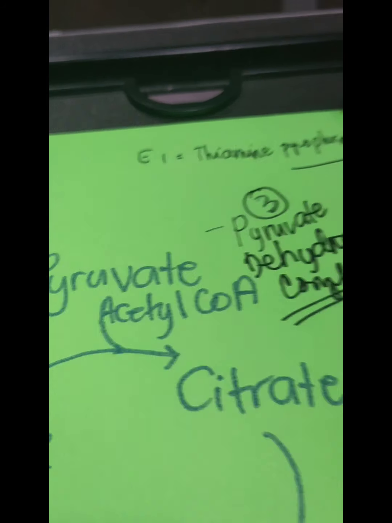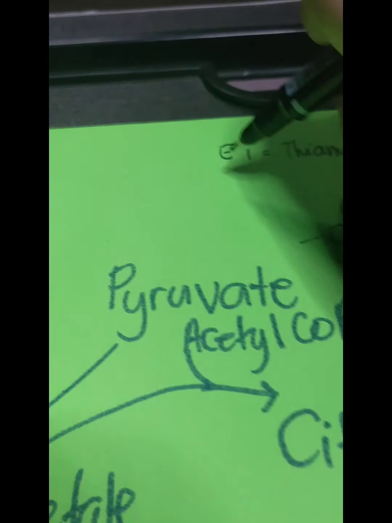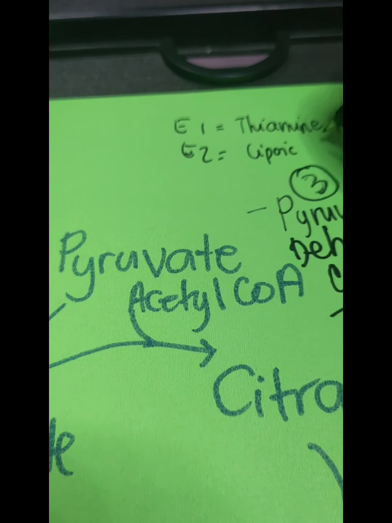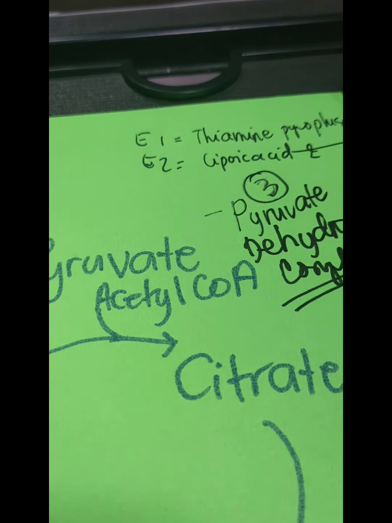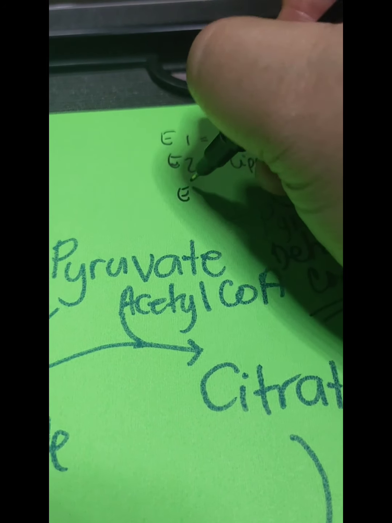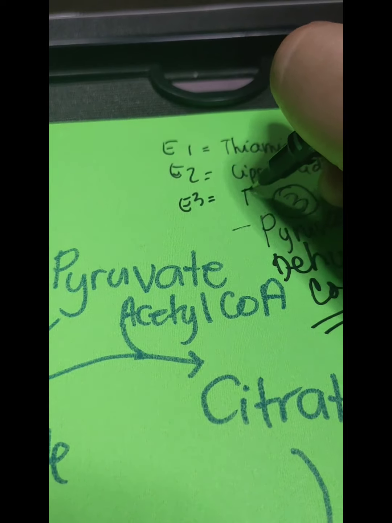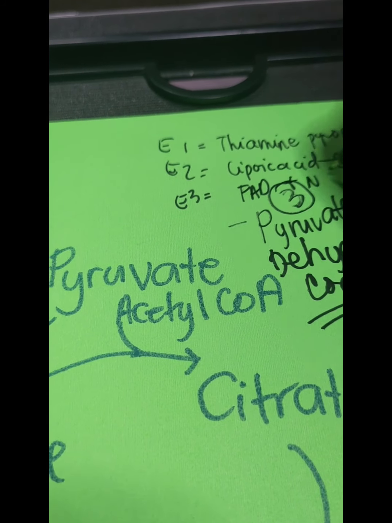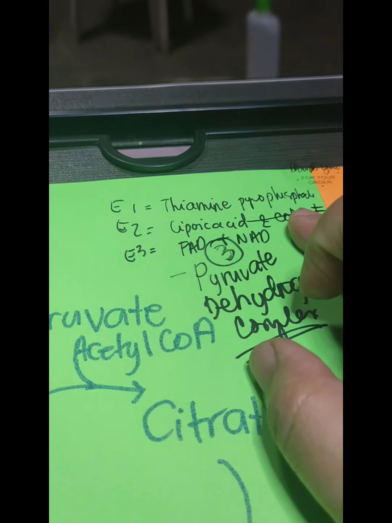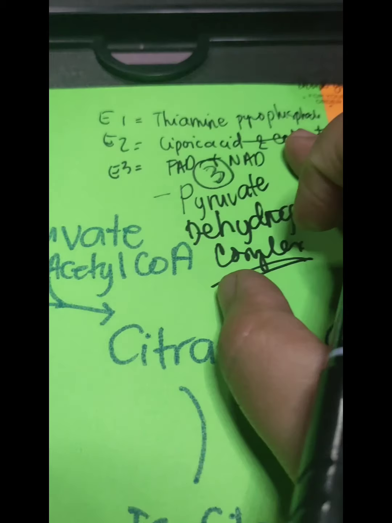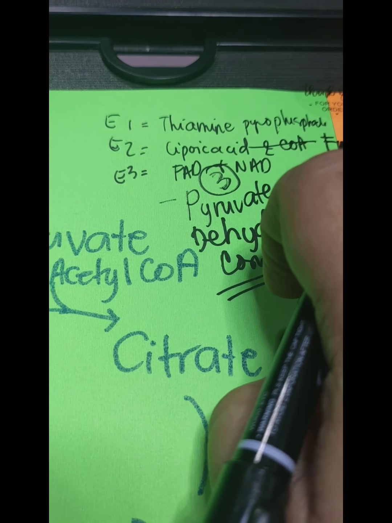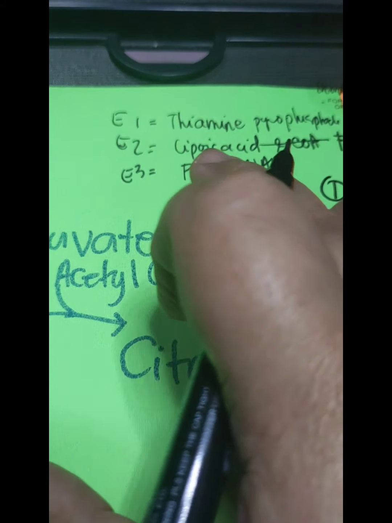pyrophosphate, ha? Thiamine pyrophosphate. Kapag naman po ito'y E2, ang kailangan niya po ay lipoic acid and coenzyme A. Pagka po E3, ang kailangan niya po ay FAD and NAD. Okay, so these are the coenzymes that are needed. E1, thiamine pyrophosphate, and E2, lipoic acid and CoA, that's coenzyme A. E3, which is your FAD and NAD.